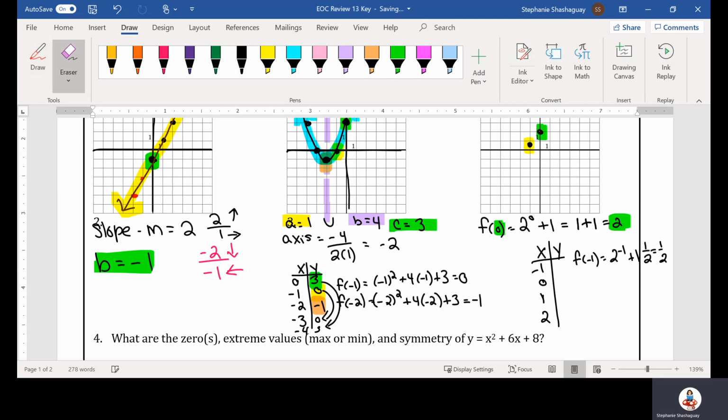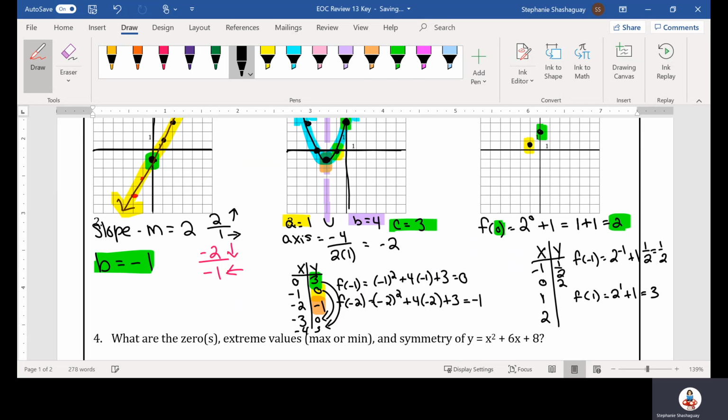My 0 point we already know is 2. And then I'm going to find f of 1. So that's going to be 2 to the 1 power plus 1, which is equal to 3. So at 1, I'm at 3.